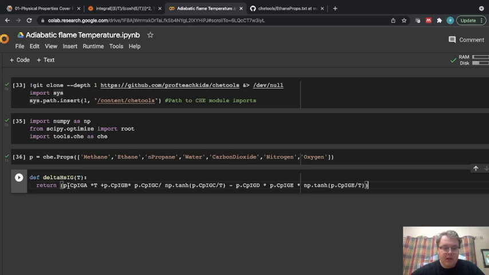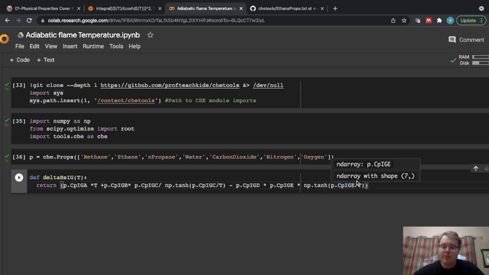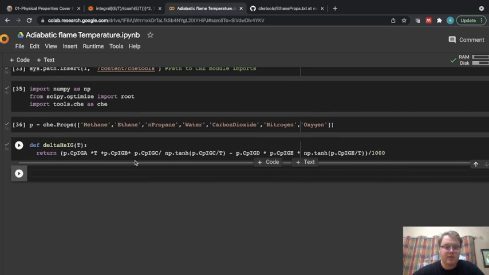So there's my equation that was taken from equation 107, and then I inputted the integrated forms from Wolfram Alpha. And remember, the coefficients are in kilomoles Kelvin, so I want to get it to just moles. So here's where I'm going to divide by 1,000. So there we go, it worked.